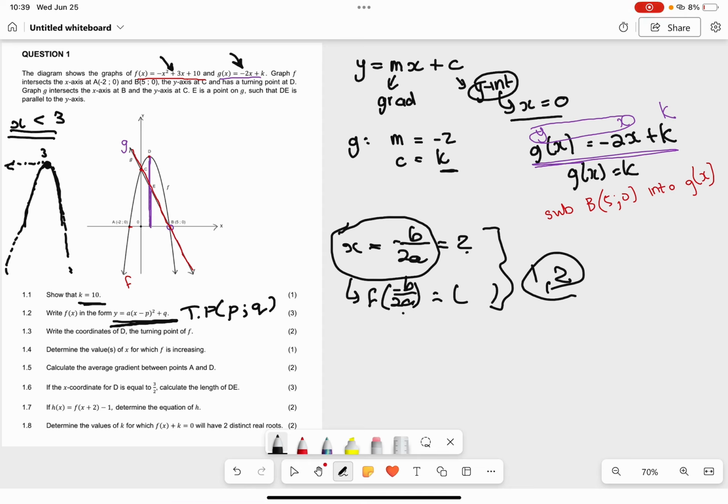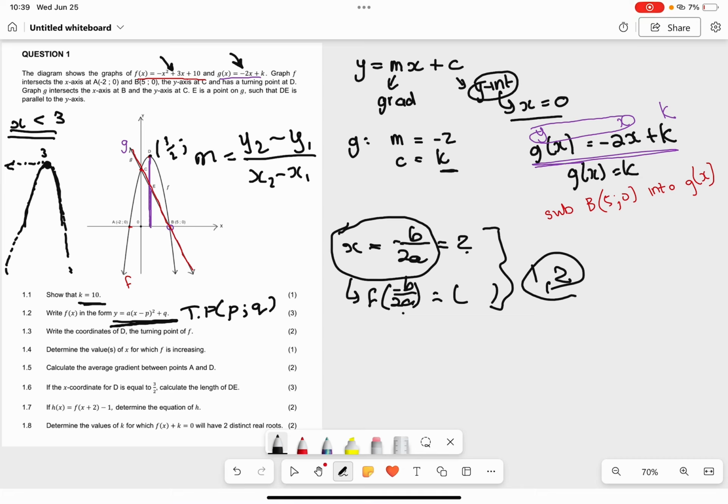That's number 1.4. Calculate the average gradient between points A and D. Now you'll have D. How do we calculate gradients? Gradient is equal to y2 minus y1 over x2 minus x1. And then if the coordinate for D has x equal to 3 over 2, that's kind of a clue, hey? So they're telling us the x coordinate is 3 over 2.